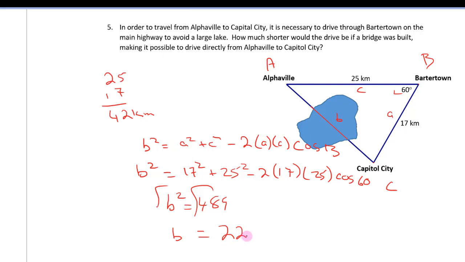So now we know the distance between Capital City and Alphaville is 22.1 kilometers. Going the other way, it was 42 kilometers going all the way around. So that means if we subtract 22.1 from 42, which will actually give us 19.9, building the bridge will make our route 19.9 kilometers shorter. Sounds like a good deal to me. Build that bridge.